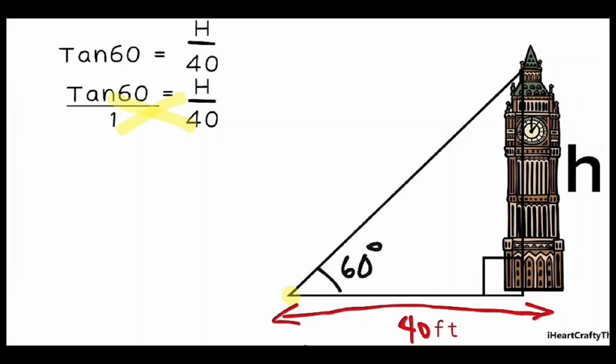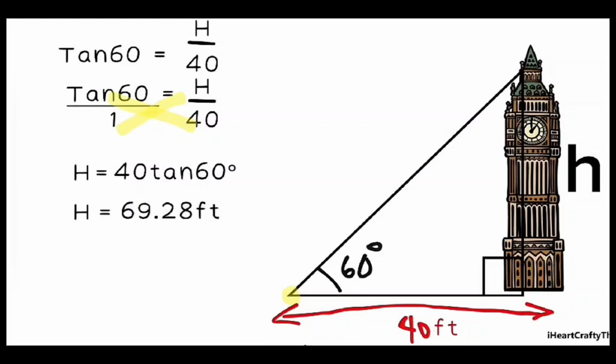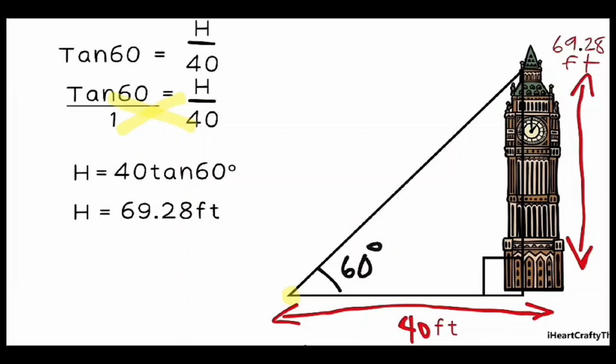Tangent of 60 has an invisible denominator of 1, so let us cross multiply it. Tangent of 60 times 40 is 40 tangent of 60 degrees, and h times 1 is h, which gives us h equals 40 tangent of 60. If you calculate this using a calculator, you'll get approximately 69.28 feet, which is the height of Big Ben. And that's it.